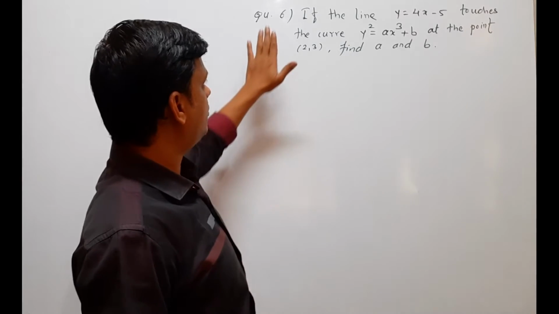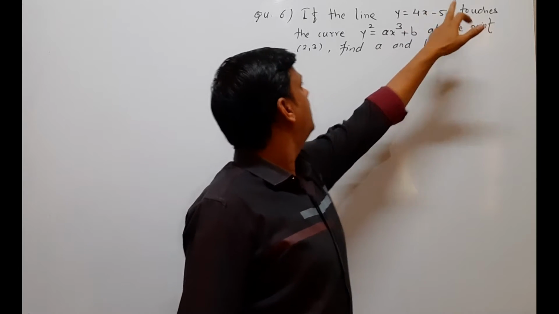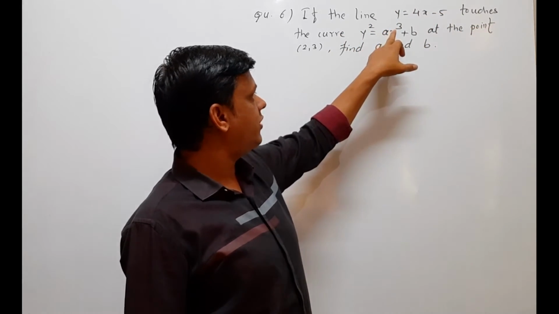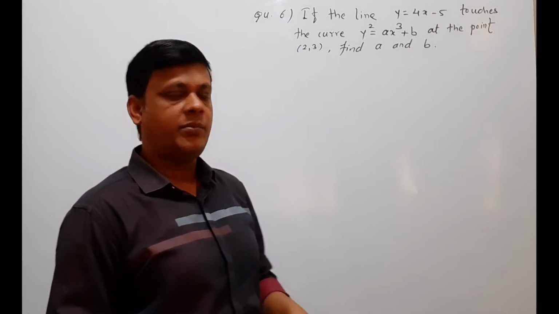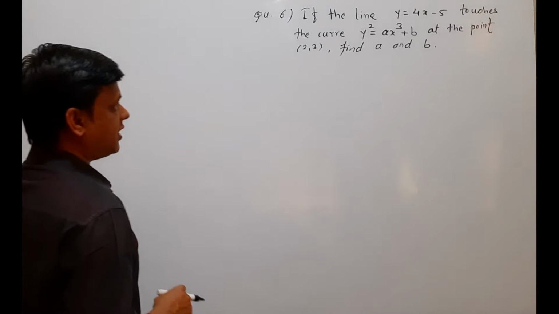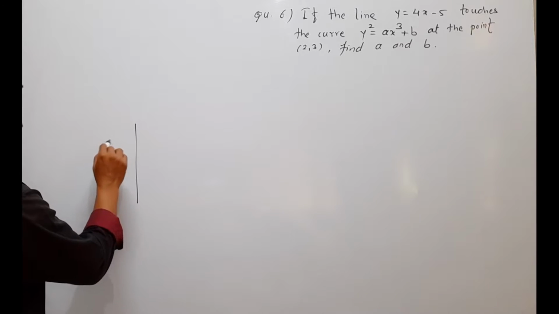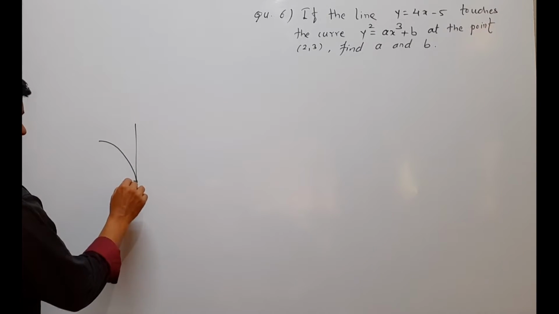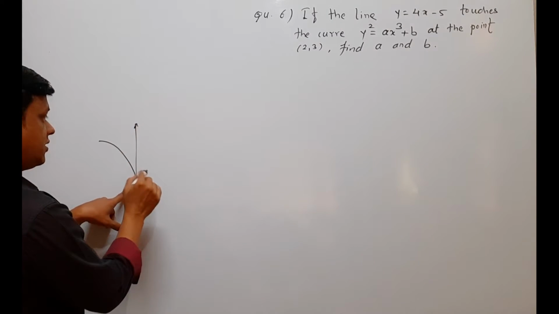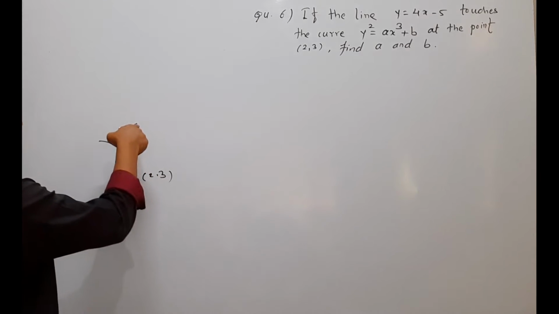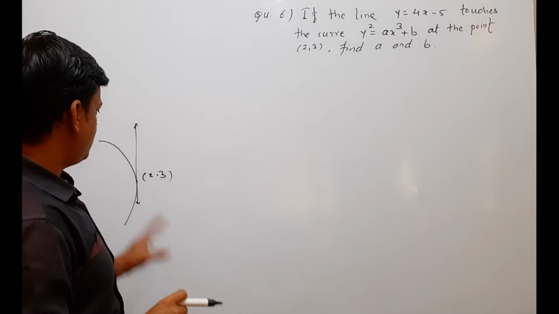Now see next question, question 6. If the line y equals to 4x minus 5 touches the curve y square equals to ax cube plus b at the point 2, 3, find a and b. So first we draw a rough sketch. Here given line touches the curve. So suppose this line touches this curve and this line touch at point 2, 3. That means this line is tangent to this given curve. So we use that concept.